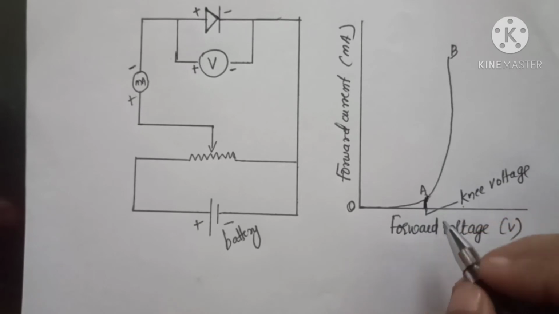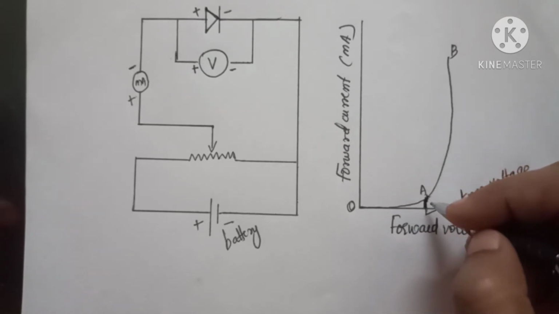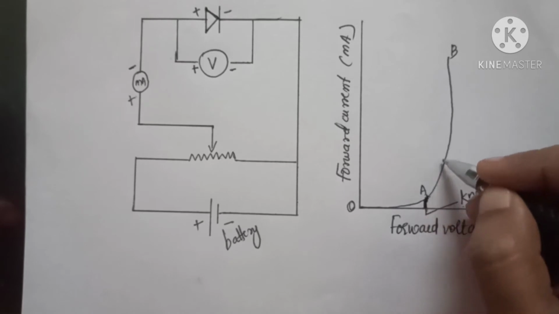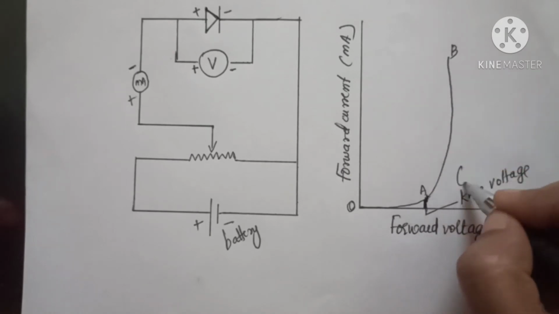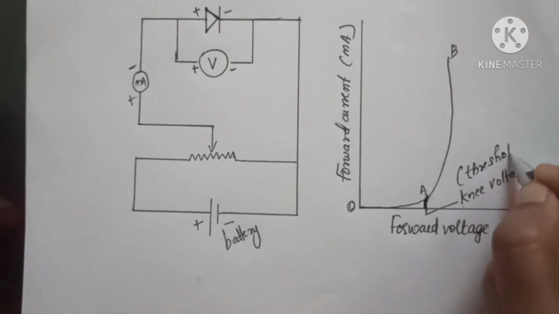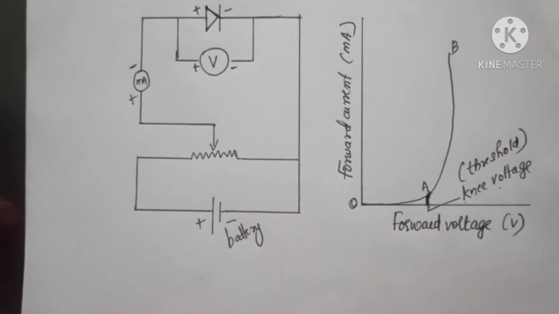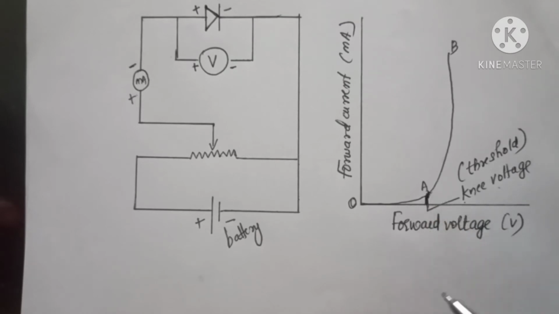Yes, this is the forward voltage beyond which the current through the junction starts increasing rapidly with voltage. Understood? This is called the knee voltage. Another name is threshold voltage. Clear? So knee voltage means the voltage beyond which the current through the junction starts increasing rapidly. So this is the explanation for forward bias characteristics of a PN junction diode.